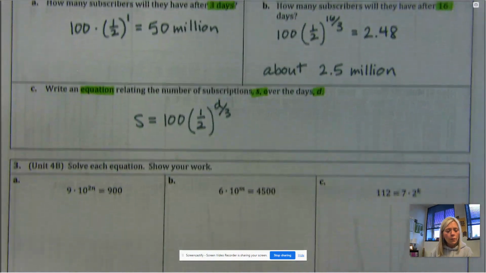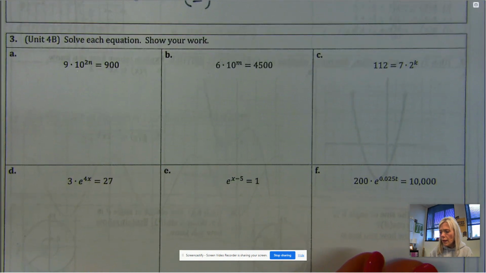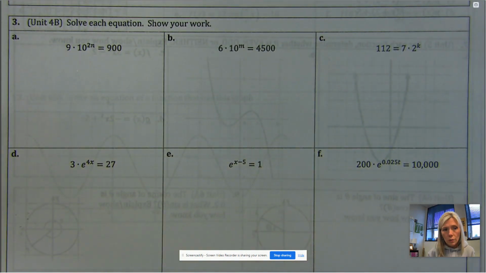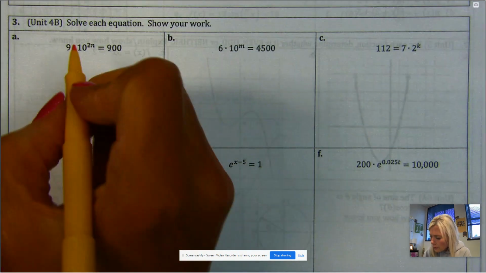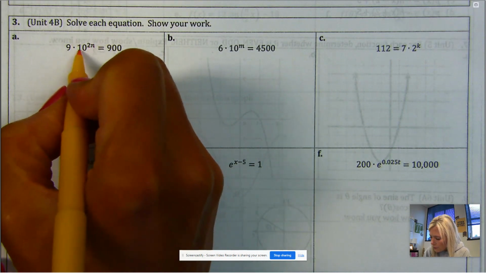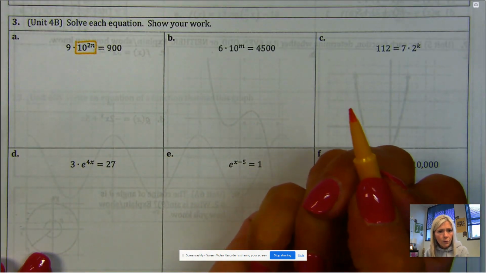The second part of Unit 4 was all solving equations where something was unknown in the exponent. So that's when you were first introduced to logarithms. Our strategy to solve these is pretty consistent for every problem. The first thing we always want to do is look, where is the exponent? It's right there. The base is 10. We always have to get that part by itself first.